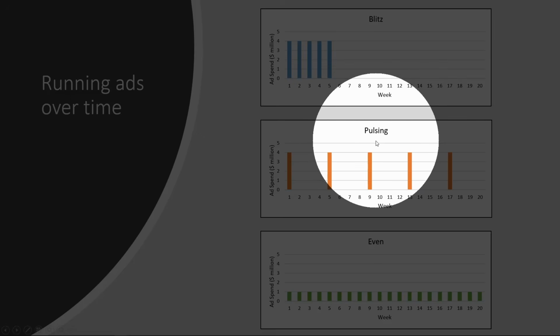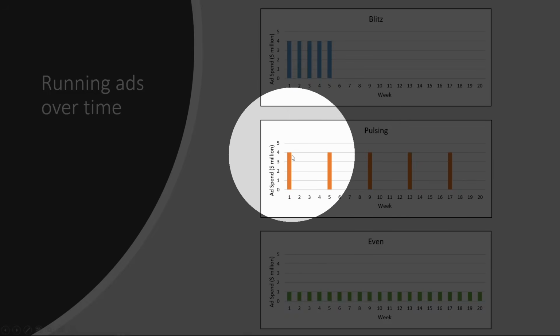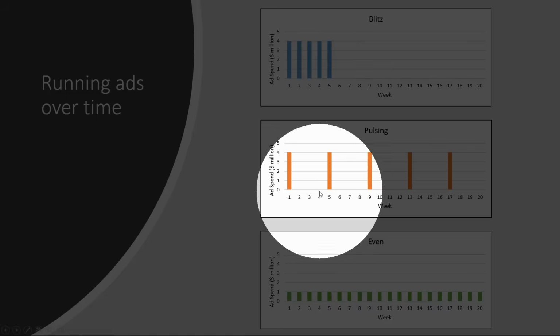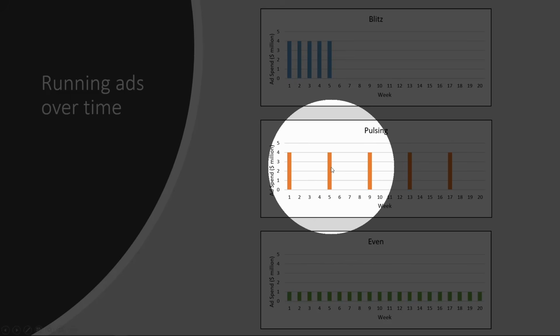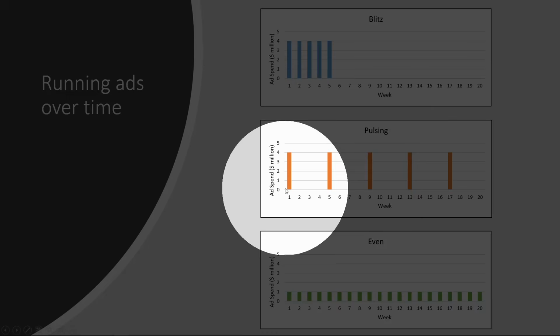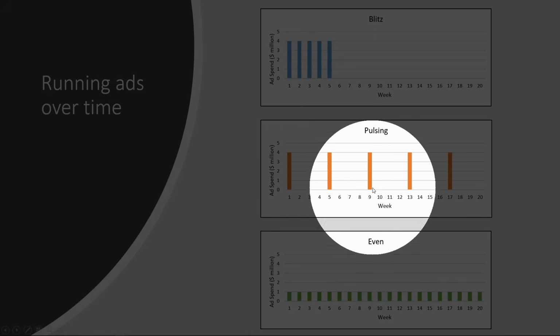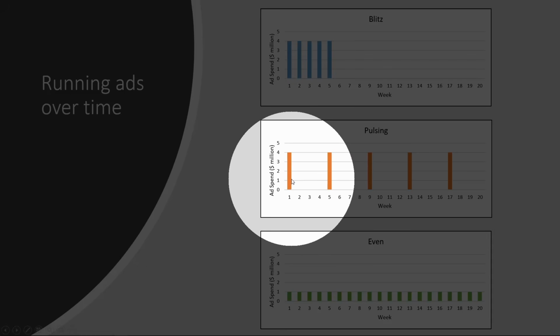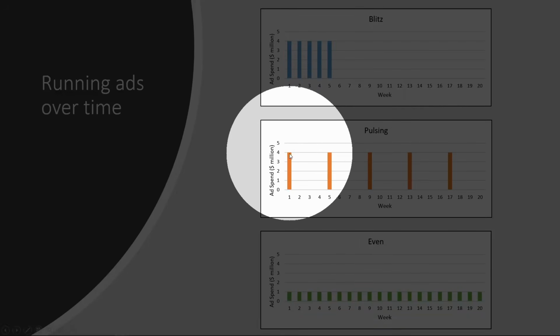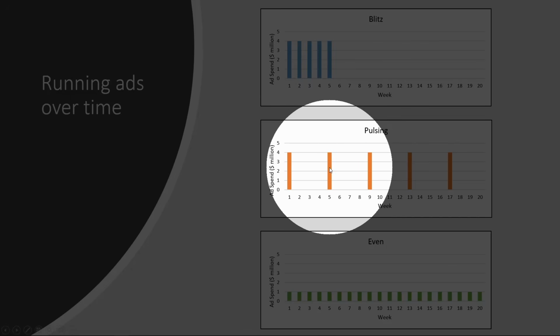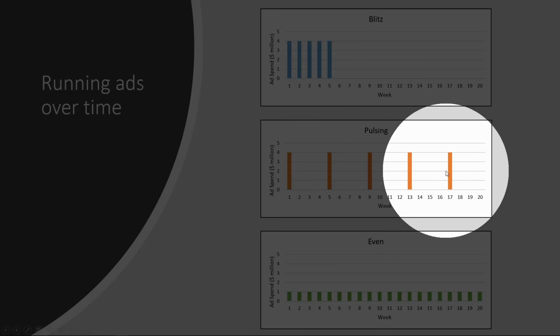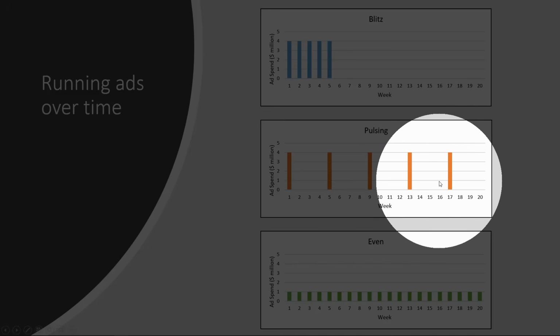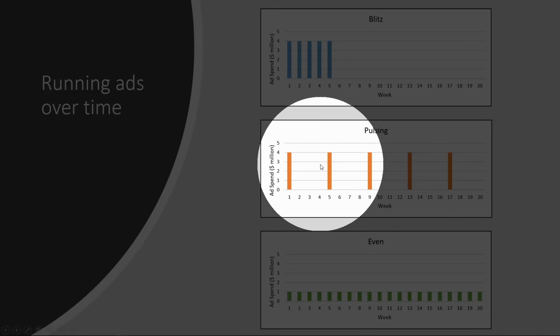The second way of running advertising is called pulsing. So in pulsing, we run high intensity ads and then we stop. We run high intensity ads and then stop, on and on and on. It's on, off, on, off, on, off. That's what we call pulsing. So in this case, again, you have $20 million budget and you run on the first week using $4 million budget. And then you run on the 5th, 9th, 13th, and 17th week. And for the 3 weeks in between, you run no ads. So this is what we call pulsing.